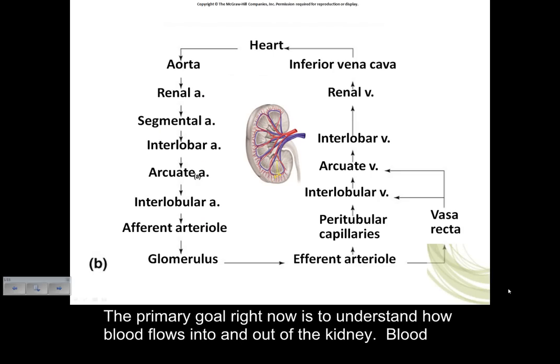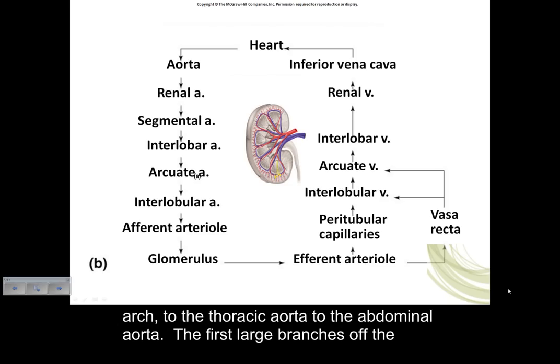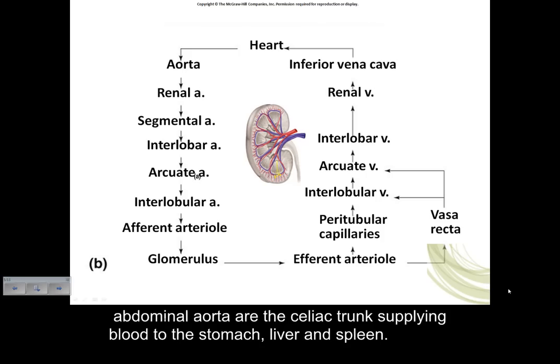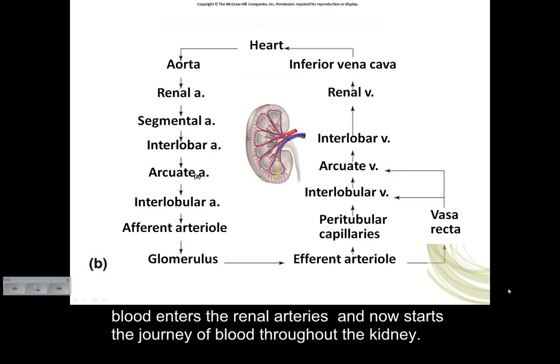The primary goal right now is to understand how blood flows into and out of the kidney. Blood is ejected out of the left ventricle into the aorta. This blood flows through the aortic arch to the thoracic aorta to the abdominal aorta. The first large branches off the abdominal aorta are the celiac trunk, supplying blood to the stomach, liver, and spleen. Next is the superior mesenteric artery, followed by the suprarenal arteries. Finally, blood enters the renal arteries and now starts the journey of blood throughout the kidney.